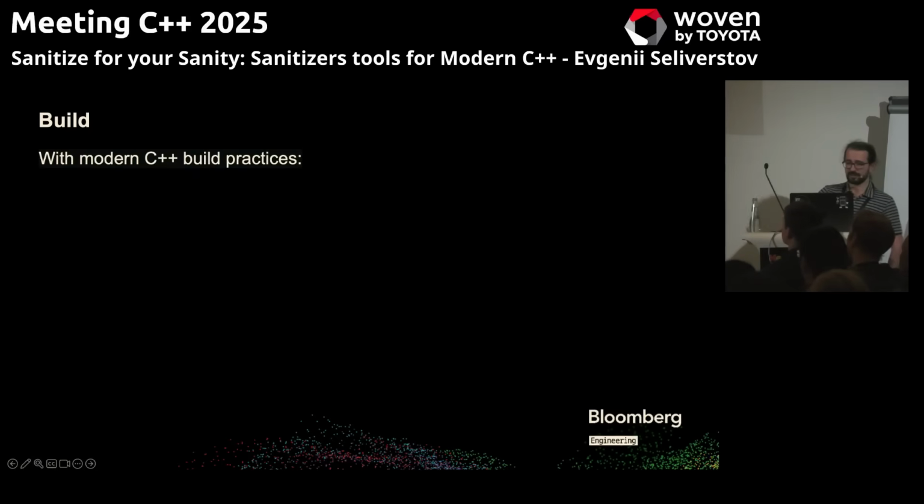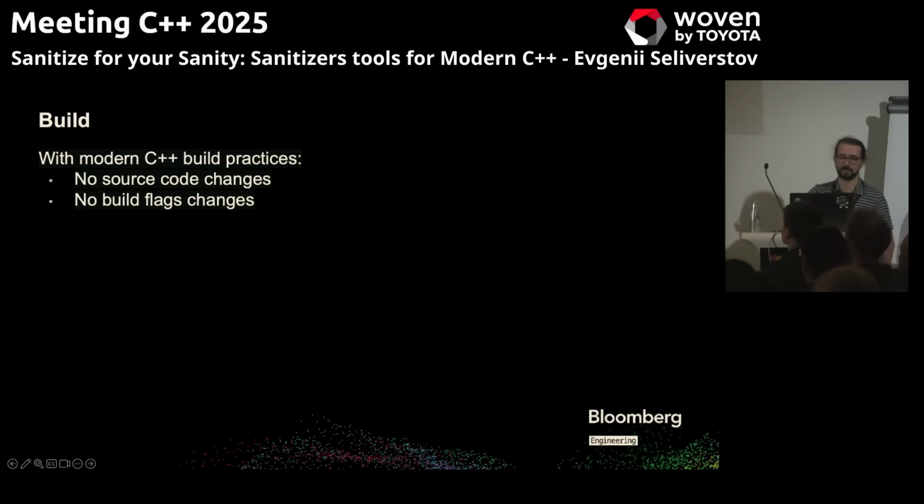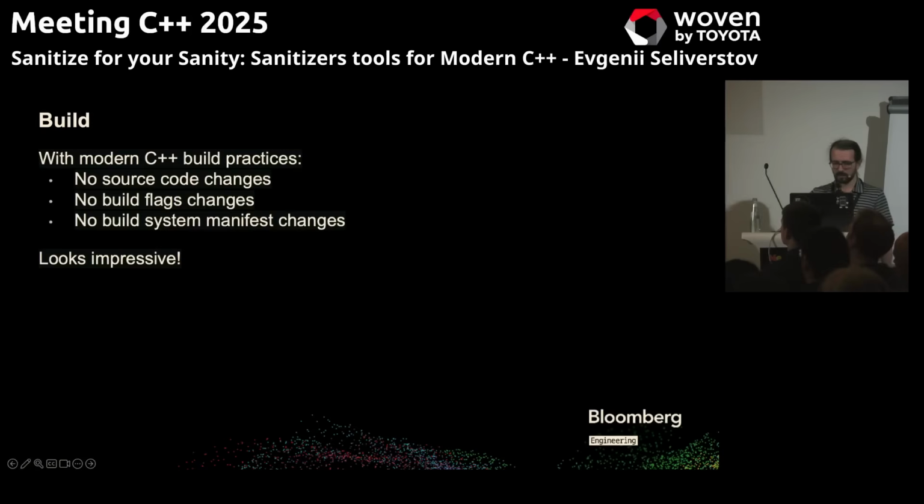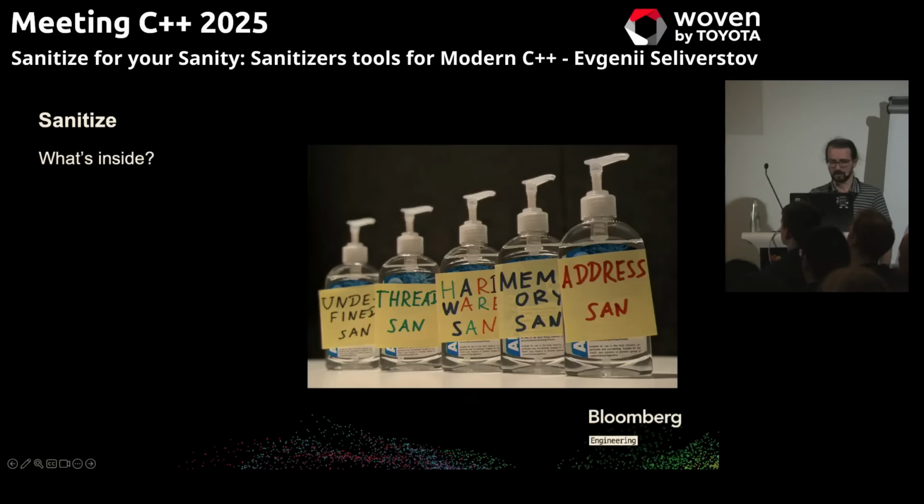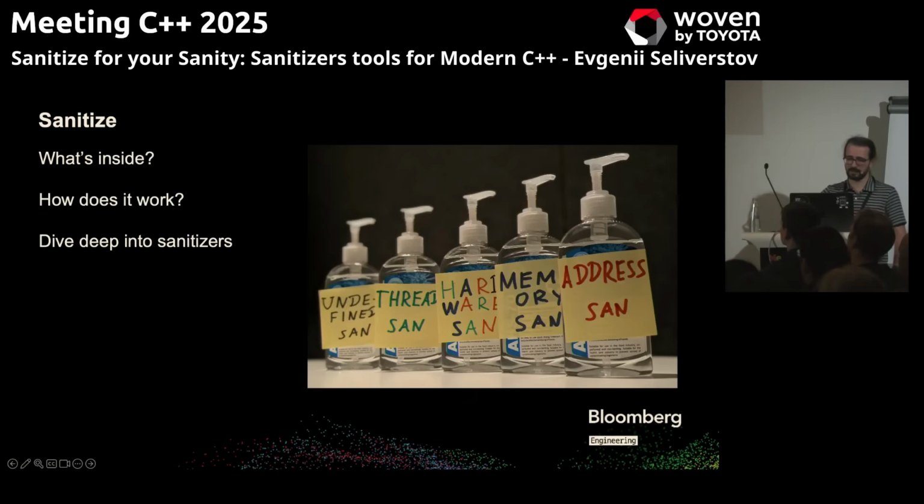So with modern practices, we actually don't require any source code changes. We don't require build flag changes in CMake files, whatever. And the system manifest also stays the same. So actually, it's pretty good. Really impressive. So let's speak about sanitizers themselves. What's inside? How do they work? And let's dive deep into them.